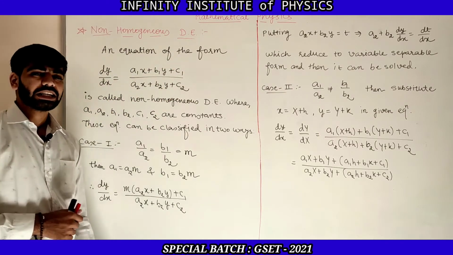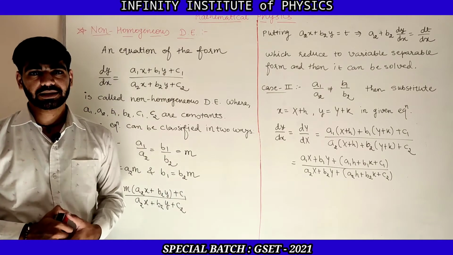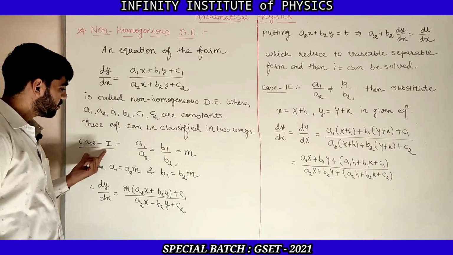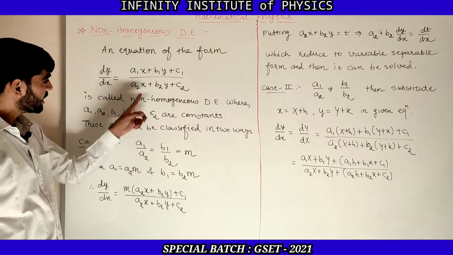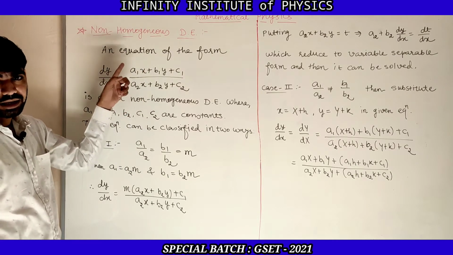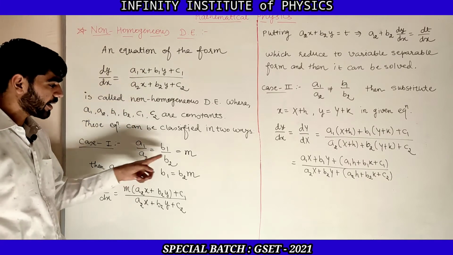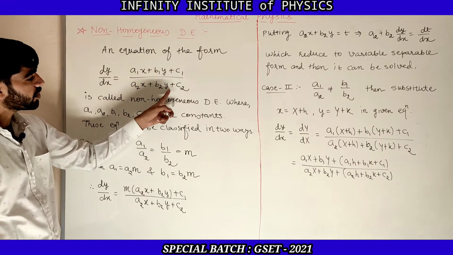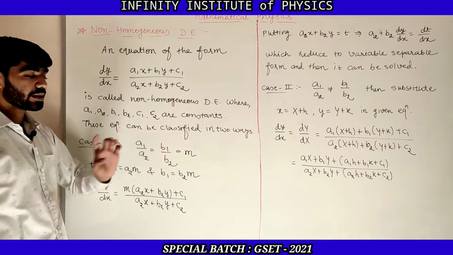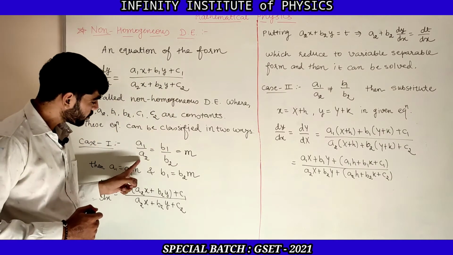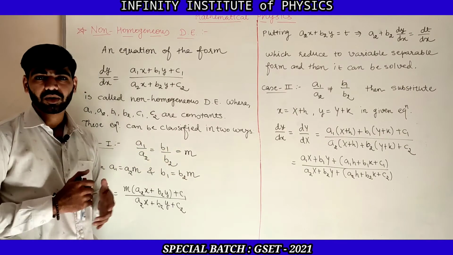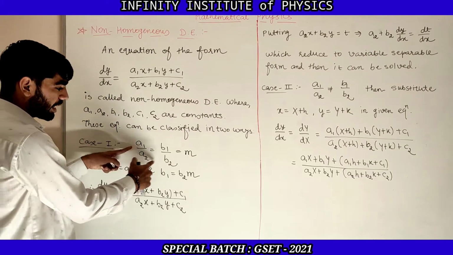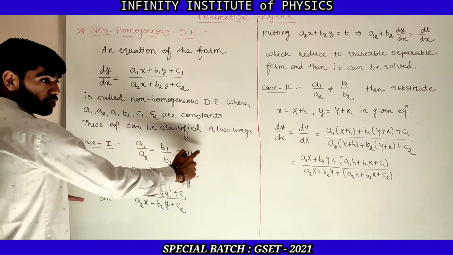But now for this particular case we have two sub cases. In case number one, if the ratio of the coefficient of x in the numerator and the coefficient of x in the denominator is the same, that is m, and also the ratio of the coefficient of y in the numerator and the coefficient of y in the denominator is also the same, that is m. That means a1 by a2 is equal to b1 by b2, which is equal to m. This is the first case. Then you can write a1 is equal to a2m and b1 is equal to b2m.